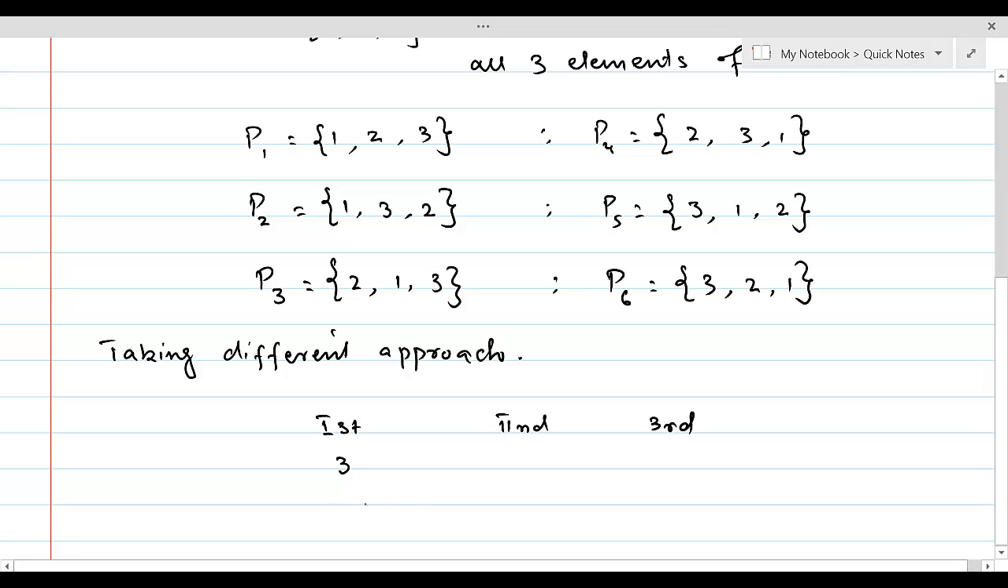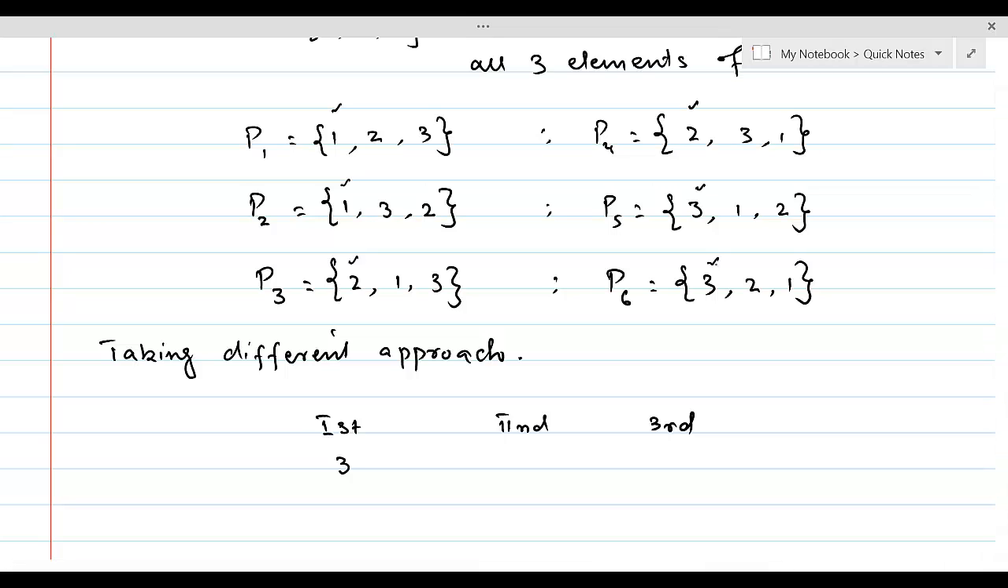Once the first position is filled, you can see in the above permutations, the first position could be 1, which we did here and here, or the first position could be 2, which we did in P3 and P4, or the first position could be 3, which we did in P5 and P6. So there are 3 choices to fill up the first position.